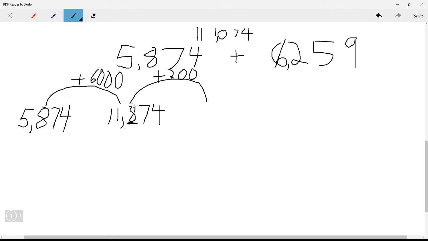So what we do is we're going to have to carry that 1, okay? We carry the 1 of the 10, and that actually goes into the thousands, right? Because 10 hundreds equals 1,000, so we're just adding 1,000. So it becomes 12, and then the 0 part of the 10 comes in here, and we're at 12,074.